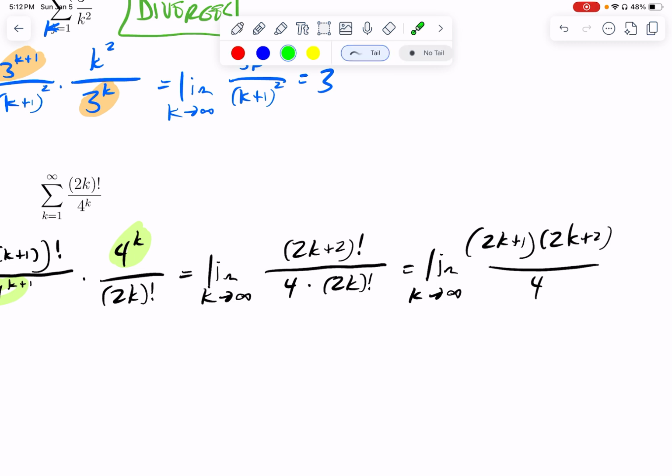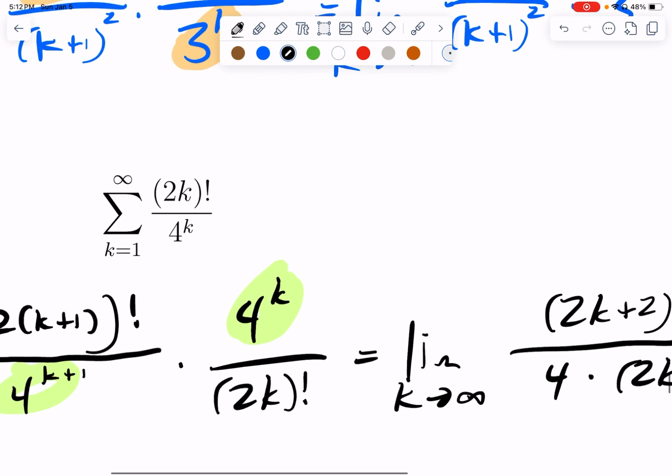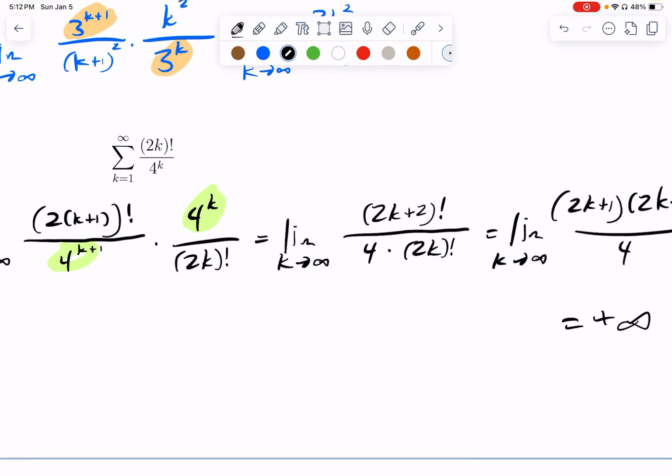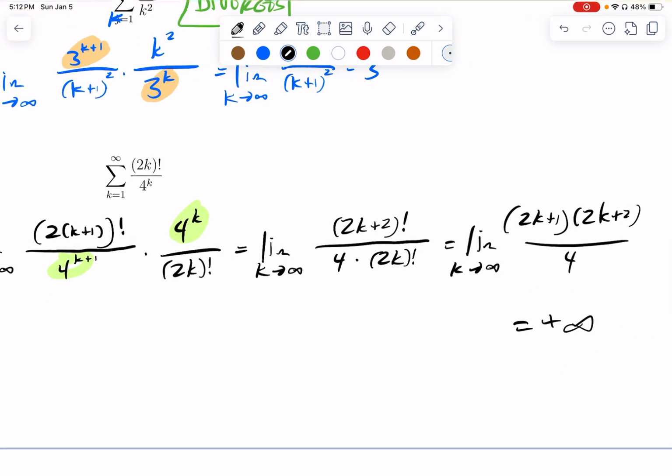Well, k is going to infinity. So this numerator is growing infinitely big, and we're dividing it by 4. The limit there is infinity. Right? The terms here are getting bigger and bigger and bigger. And maybe that's not obvious when we look at that formula, but the ratio test makes that very clear. So this diverges.